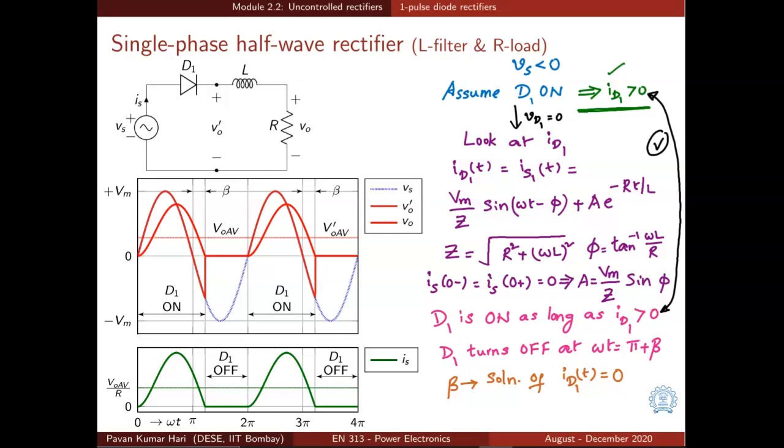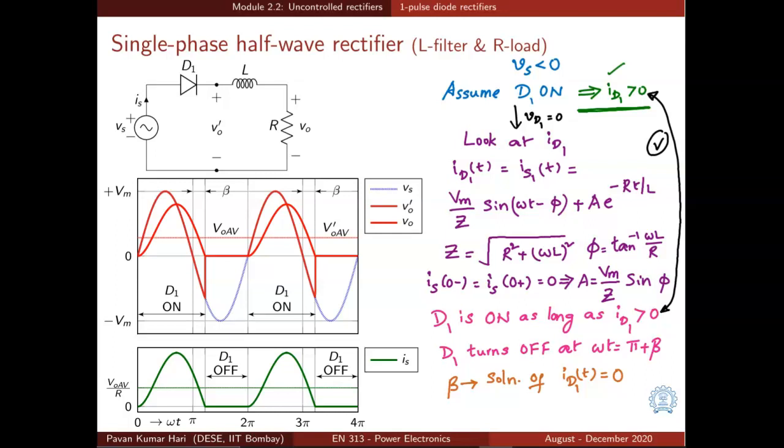We need to look at current, and the current, as we said earlier, is the solution of a differential equation, which I am giving here, again a well-known expression. ID1 is given by Vm by Z sin(omega t minus phi) plus A e power minus Rt by L. That is the solution of the differential equation. Z is the impedance, square root of R square plus (omega L) square, and phi is tan inverse of omega L by R. With the initial condition that at t equal to 0 there is no current in the circuit, we get the value of A as Vm by Z sin phi.